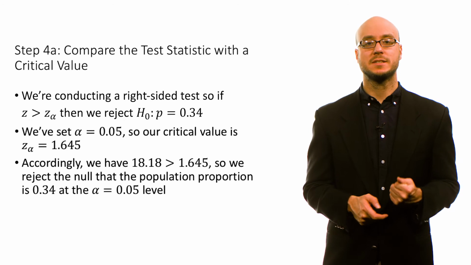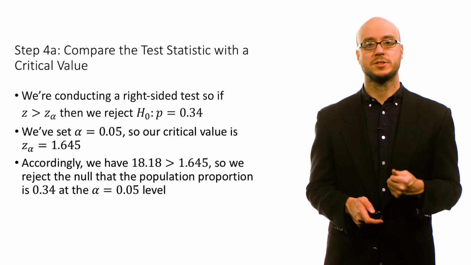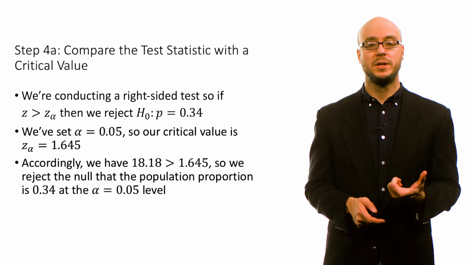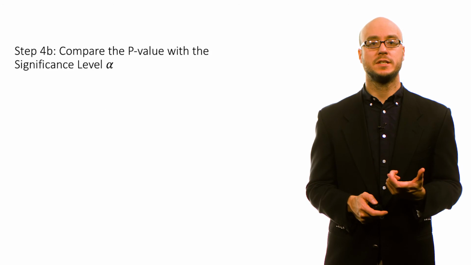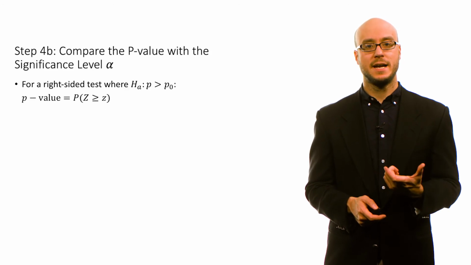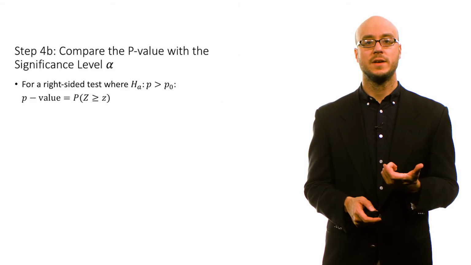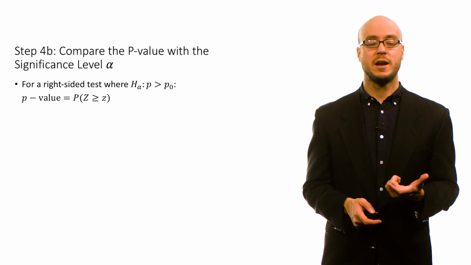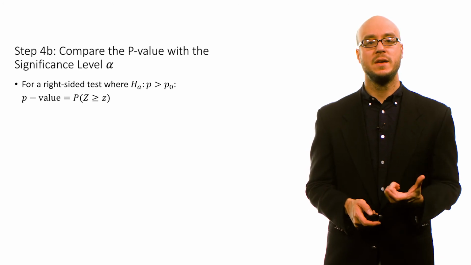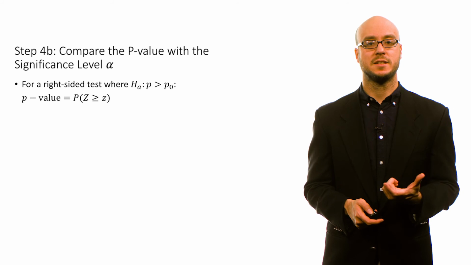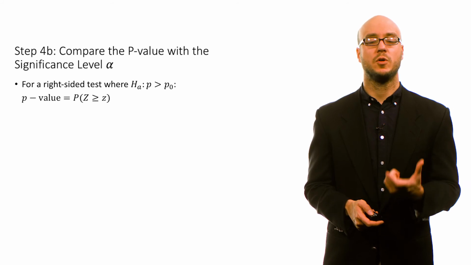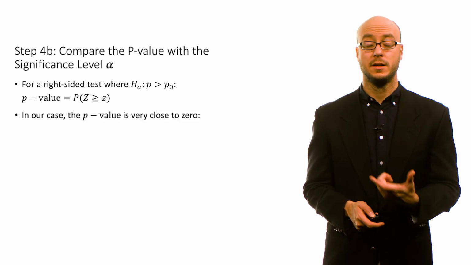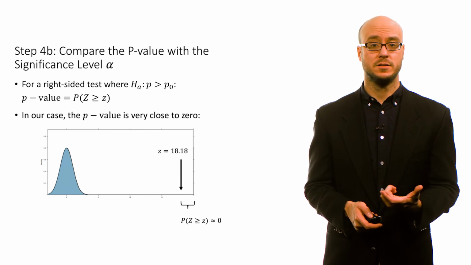Besides comparing our z-test statistic to a critical value, we can also calculate a probability or p-value using our z-test statistic. For a right-sided test, where the alternative is that the population proportion is greater than the claimed value of the null, the p-value is the probability of obtaining a z-test statistic greater than or equal to the one we actually obtained. In our case, this p-value is very, very close to 0.